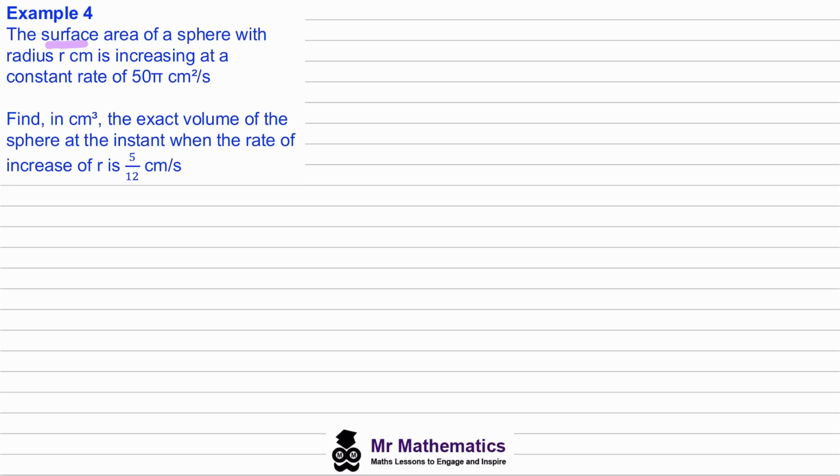So we're told that the surface area of a sphere with radius r is increasing at 50 pi centimeters squared per second. So this is dA, A for area, over dt. So this is dA, the change in area over time. And we're told this is 50 pi. And we want the exact volume when the rate of increase of r is 5 over 12. So we want to work out the volume when dr by dt is 5 over 12.